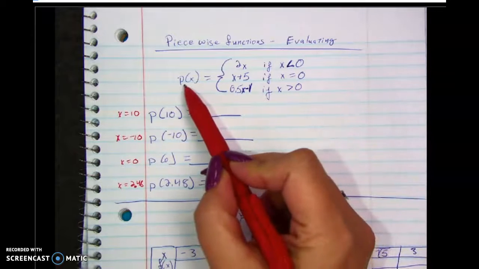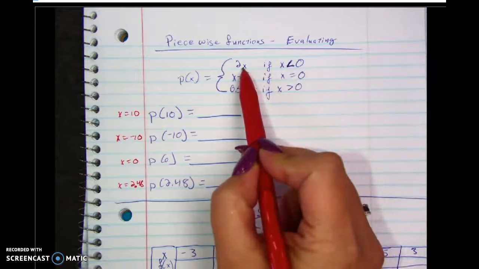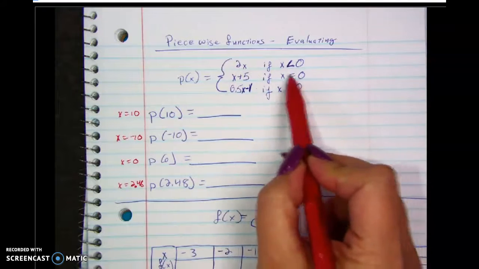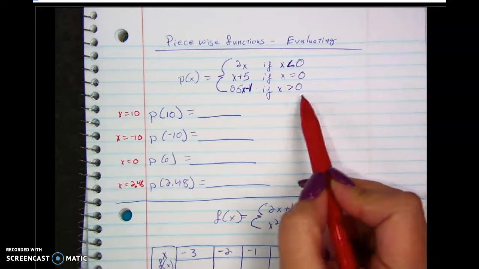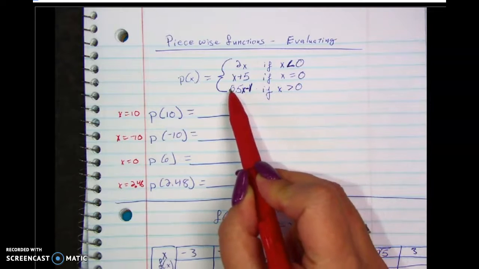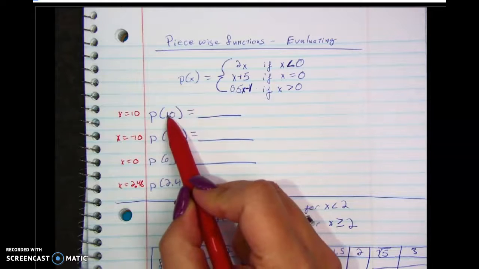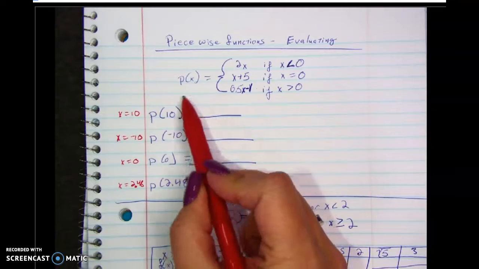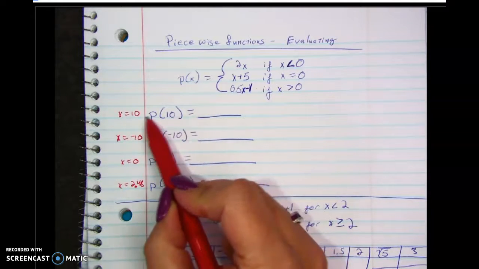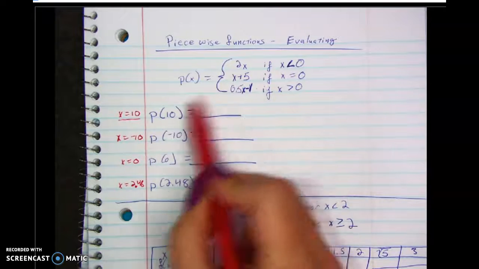So this piecewise says p of x, and then it tells you if x is less than 0, we're using this function 2x. If x equals 0, we're using x plus 5. And if x is greater than 0, we're using 0.5x minus 1. So when they're saying p of 10, what they're saying is this x right here is 10, right? So x equals 10. When p of 10, wherever x is, we want to put a 10.